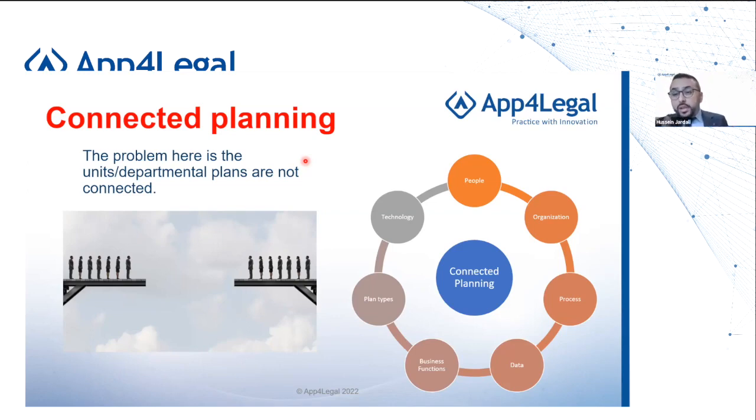Now it all makes sense. I'm not saying something new, but putting them in one place is what is interesting for me. People and technology, people and organization, people and processes, people and data, people and business functions, and so on and so forth. I started with people because it's the main pain point that you need to tackle before doing anything. You can get the tech that you want, you can pay for the tech that you want, but you cannot change a lot if the people around the legal tech won't be using this technology. So connected planning is the answer. This is number one, the first answer.